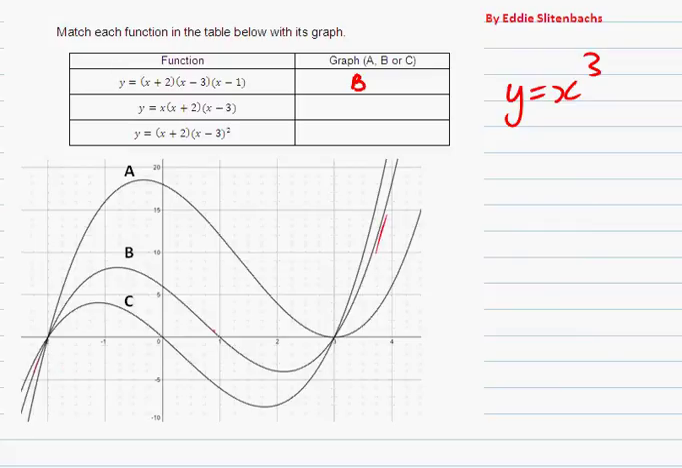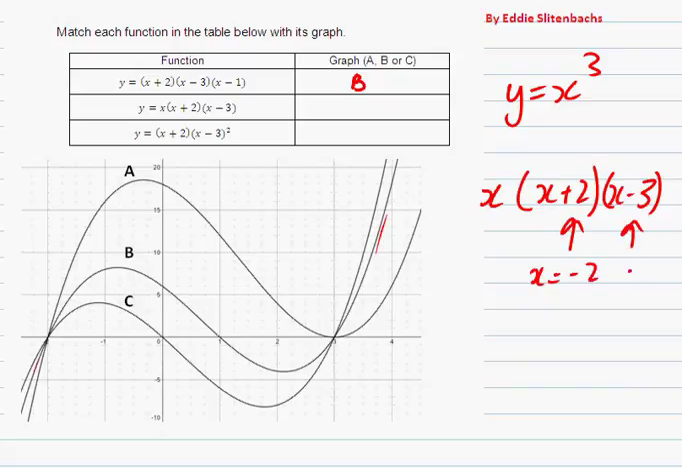Now the next one here has an x outside of an x plus 2 and an x take 3. So we've got an x-intercept at x equals -2, and an x-intercept at x equals +3 because they're the opposite. And here we have an x-intercept at 0 because that's x plus 0, or just x. So the one which is crossing at 0, because that's the one that's different, is this one here, and that is graph C. So graph C had to be the second one.